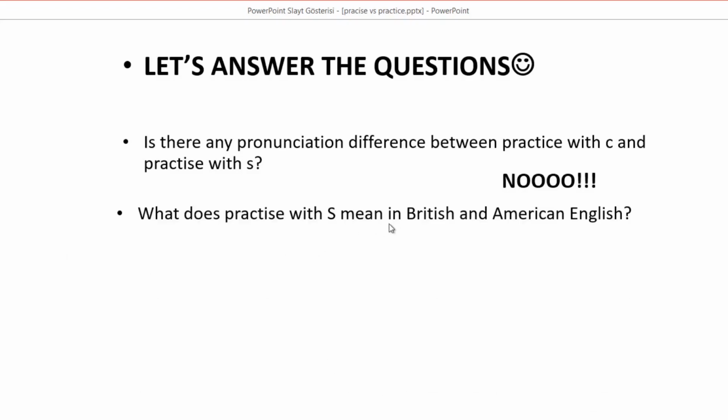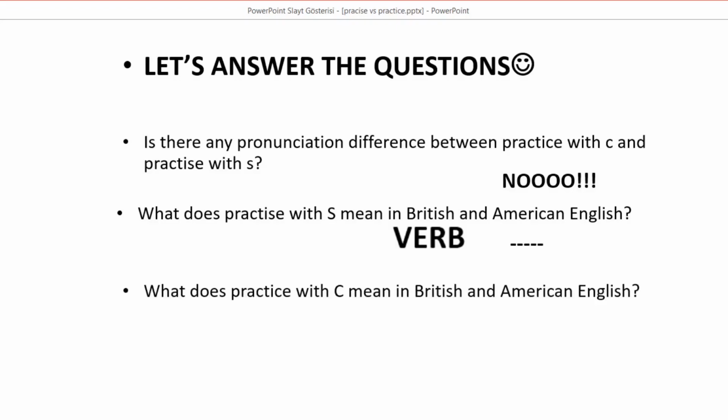What does practice with S mean in British and American English? Practice with S is just a verb in British English. It is nothing in American English. There is no such thing. It doesn't exist in American English. What does practice with C mean in British and American English? Practice with C is a noun in British English, just a noun. In American English, it is both noun and verb, as you see.